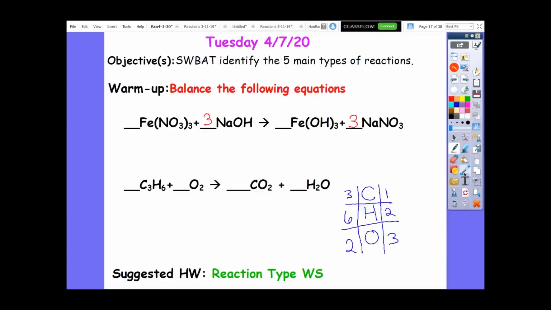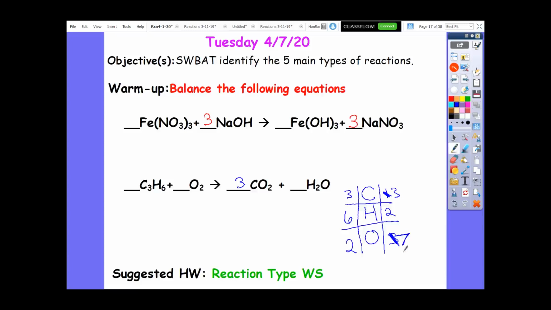Okay, no one is balanced here to start with. But if I look back at my rules, I do need to start with one element in particular, my carbon. If you have a choice, start with carbon. So I have 3 carbons on this side, on my reactant side, 1 carbon on my product side. So I'm just going to multiply this by 3. So my 1 carbon becomes 3 carbons. But remember, this also changes my number of oxygens. So 3 times 2 gives me 6 oxygens, plus 1 more oxygen over here. So I've got 6 plus 1. I have a total of 7 oxygens.